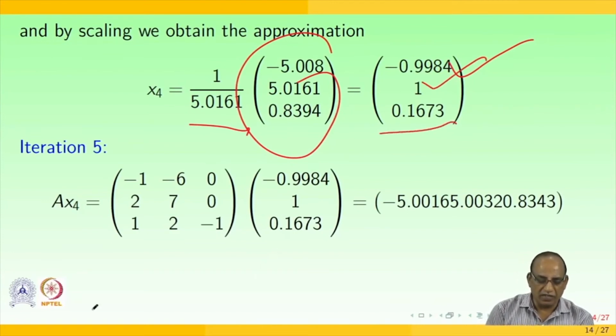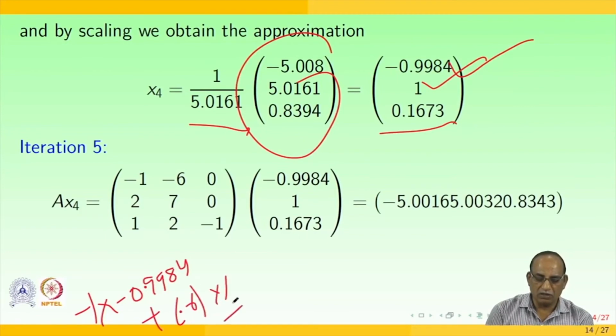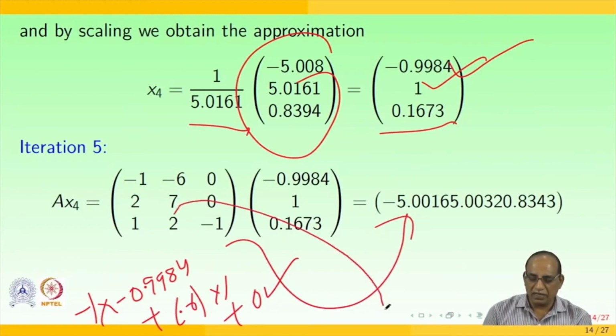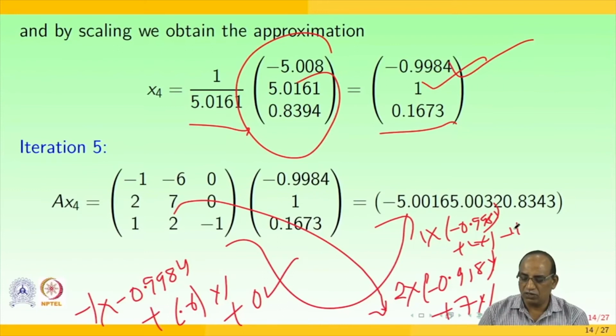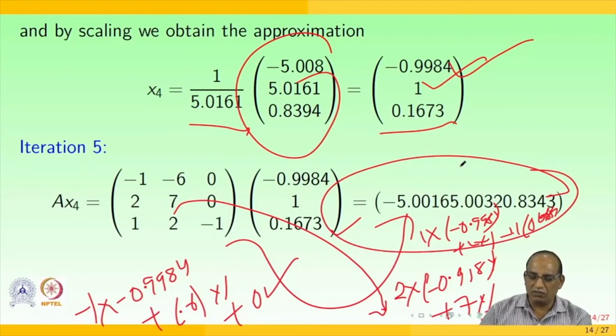Similarly, when you continue the fifth iteration, it is minus 1 into minus of 0.9984 plus minus 6 into 1 plus 0, it goes anyway. So the value turns out to be this value. Similarly, the second value you get as 2 into minus of 0.9984 plus 7 into 1 plus 0. Similarly, the third value is 1 into minus of 0.9984 plus 2 into 1 minus 1 into 0.01673.